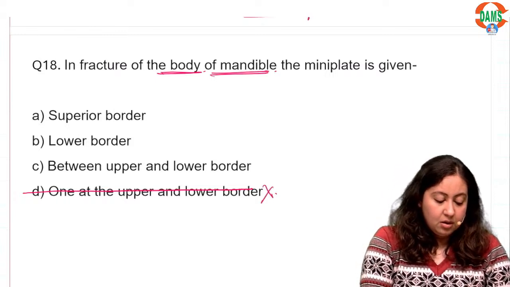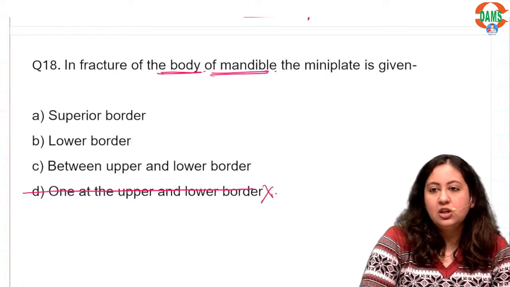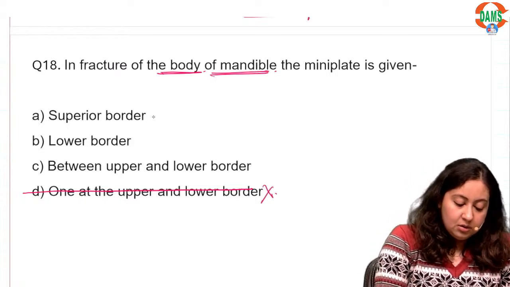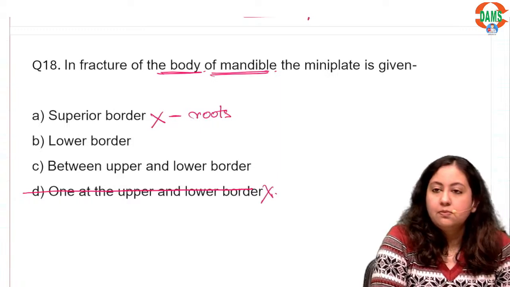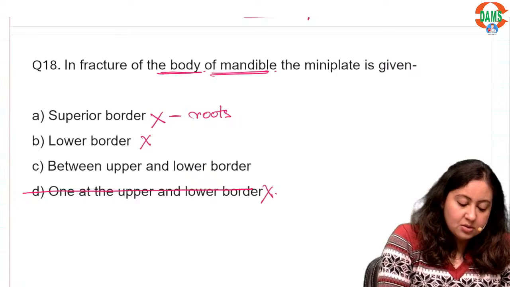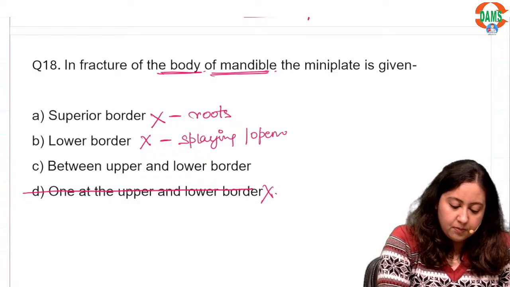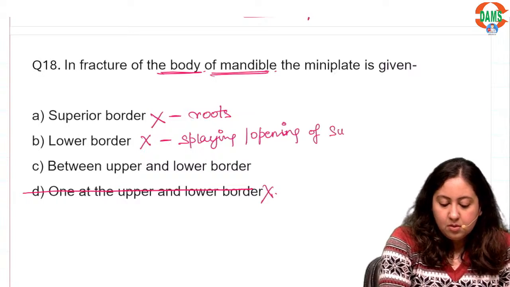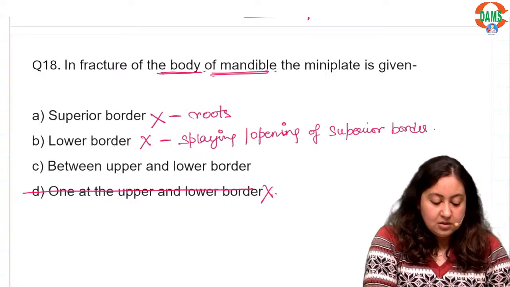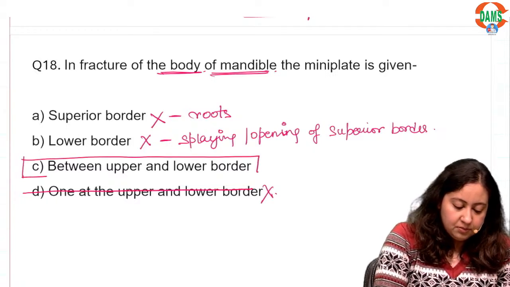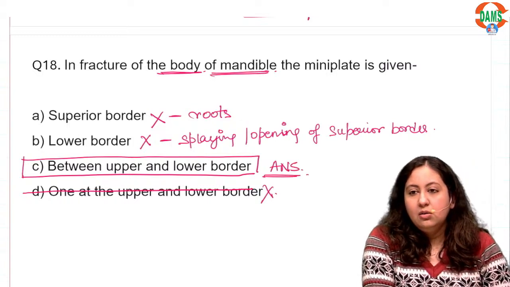Now we have to decide between option A, B, and C. Superior border is ruled out because you will encounter roots. Lower border is ruled out because it will cause splaying or opening up of upper border. So the best place is in a neutral position between upper and lower border. Single plate between upper and lower border. This would be the best.